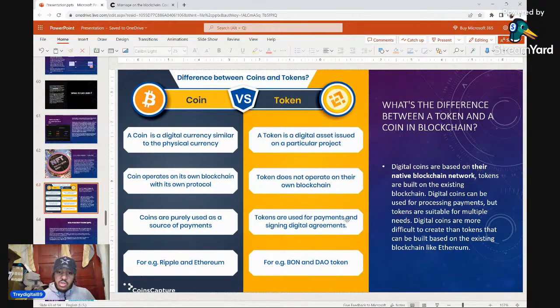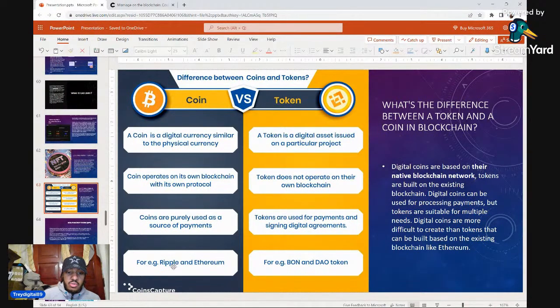So, tokens are used for payments and signing digital agreements. It's basically a smart contract. It's an agreement, but it's code on a blockchain, so it can't be hacked. Any agreement can be hacked, like paper or anything. But since it's code, and gas fees are a lot, that code is very efficient.